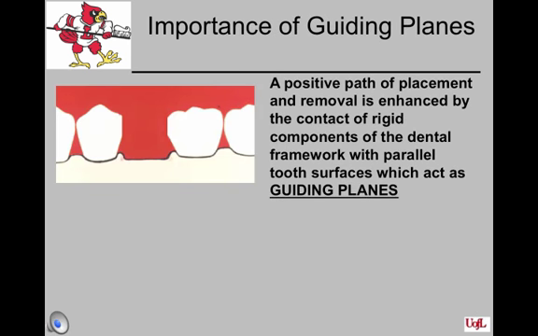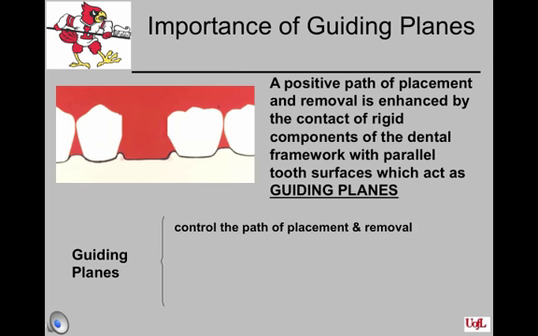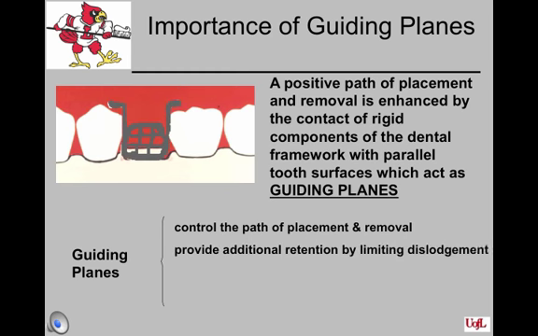We are going to develop planes on the sides of the abutment teeth next to the edentulous areas that guide the partial denture into position. Guiding planes can be prepared parallel to one another and parallel to the path of insertion. These parallel guiding planes control the path of placement and removal of the partial denture. They provide additional retention by limiting dislodgement because of the stability of the partial denture.